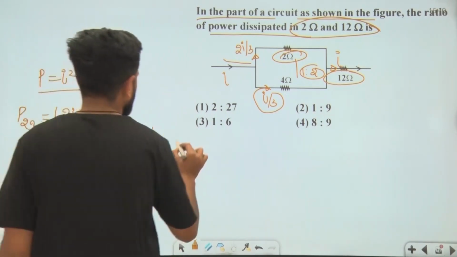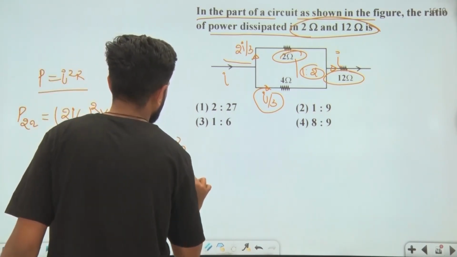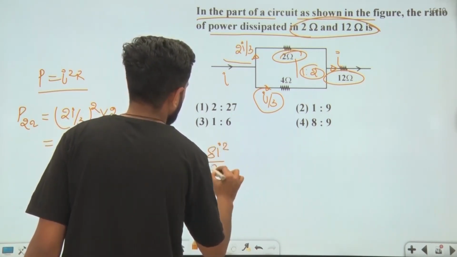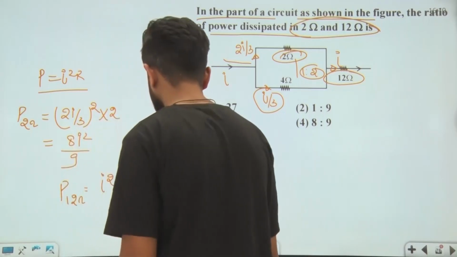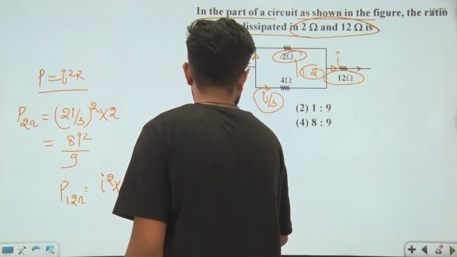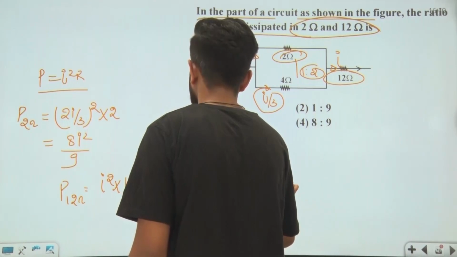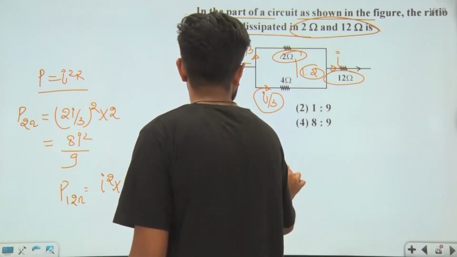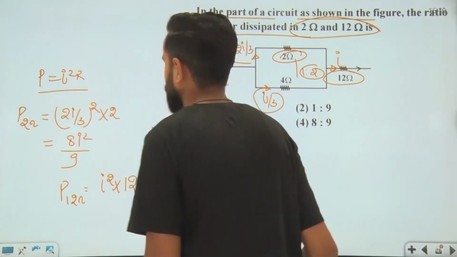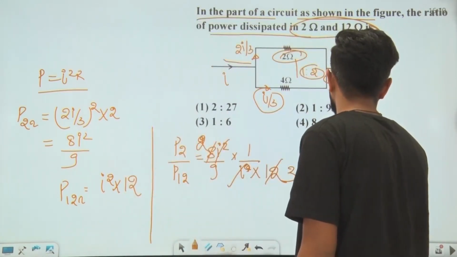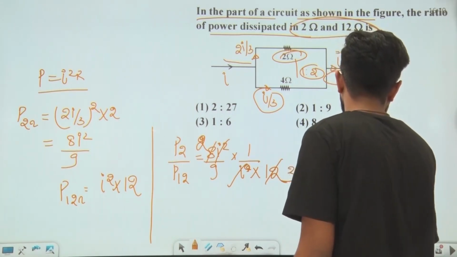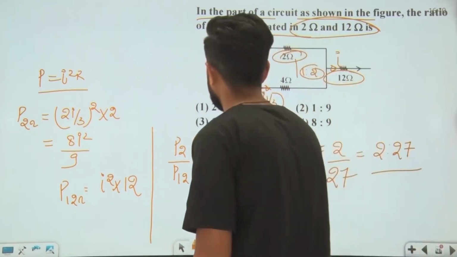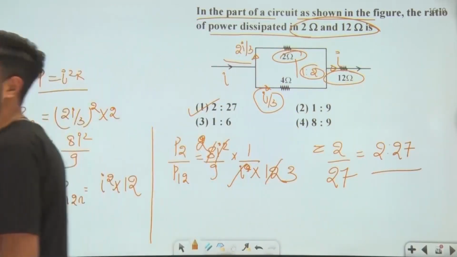So the ratio will be P2 by P12, which is 8I square by 9 into 1 upon I square into 12. This gives us 2 and 3. I square and I square will cancel out. This gives us 2 upon 27, which is the ratio 2:27. So option 1 is correct. Thank you.